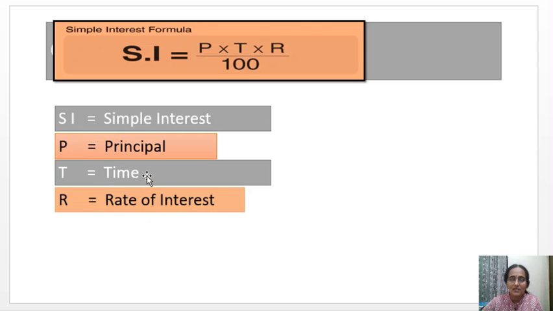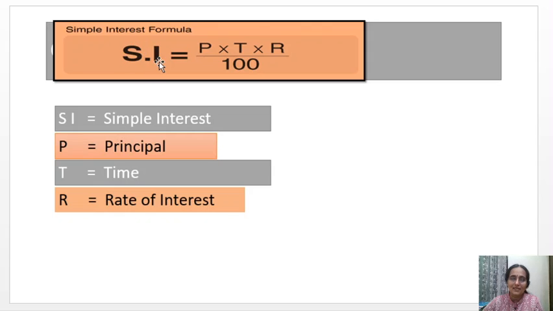And the time is in years. You have to always specify the time, for how long you have deposited the money or for how long you have borrowed the money. That is time. And R is the rate of interest, which is calculated on the principal amount. The rate of interest decides the amount of extra money or additional amount you have to give back, or you will get when you have deposited.